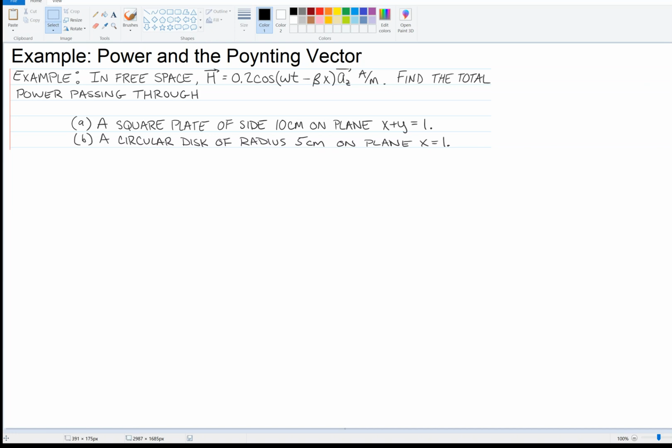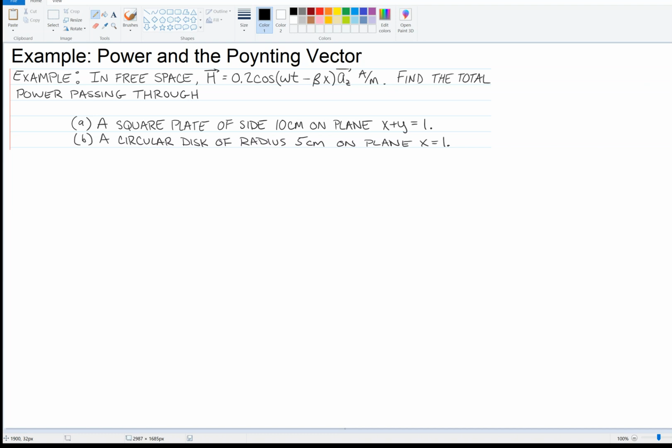Hello, this example is on power and the Poynting vector. So in free space, for example, given this magnetic field intensity capital H, and notice that H varies with x, so it's traveling in the x direction, but it's pointing in the z direction in amps per meter.